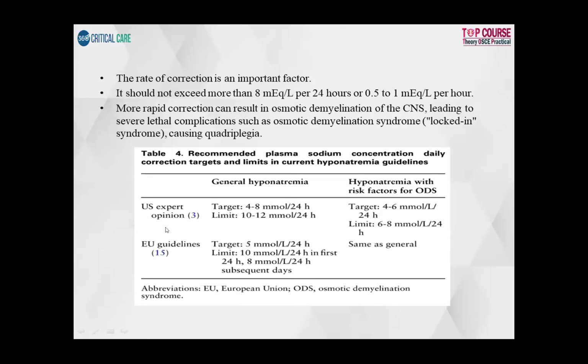Whereas the European guidelines suggest that in general hyponatremia, the target should be 5 and the maximum limit should be 10 in the first 24 hours and 8 in the subsequent days. And for patients with high risk factors for ODS, it is the same as the US opinion. So this is the rate of correction. Now, how to give 3% NaCl, what the correction factors are, what the deficit is, everything will be discussed in the hyponatremia chapter.